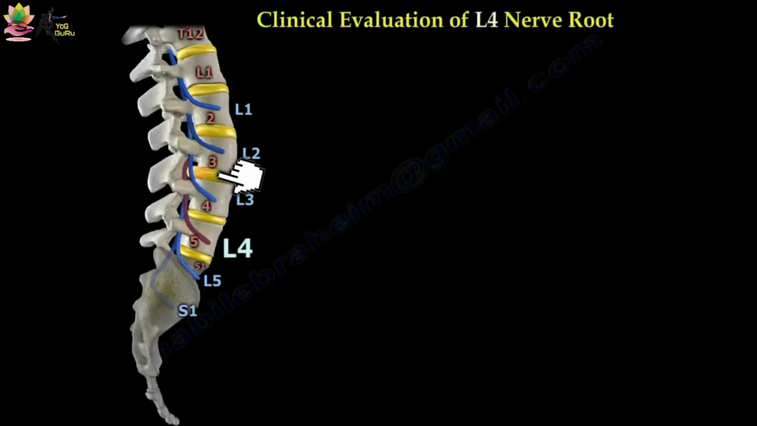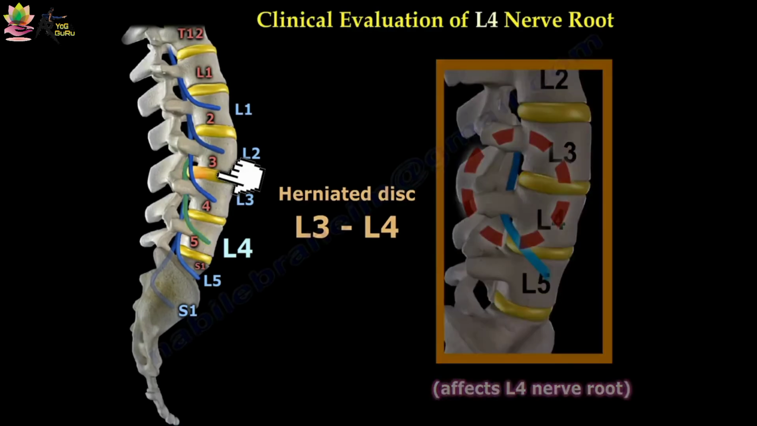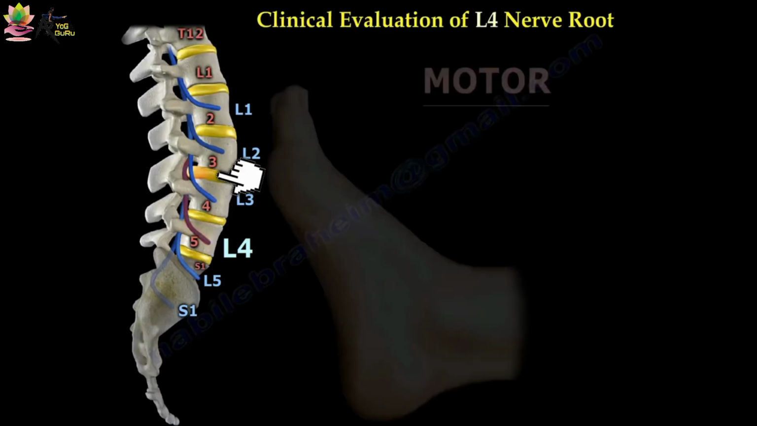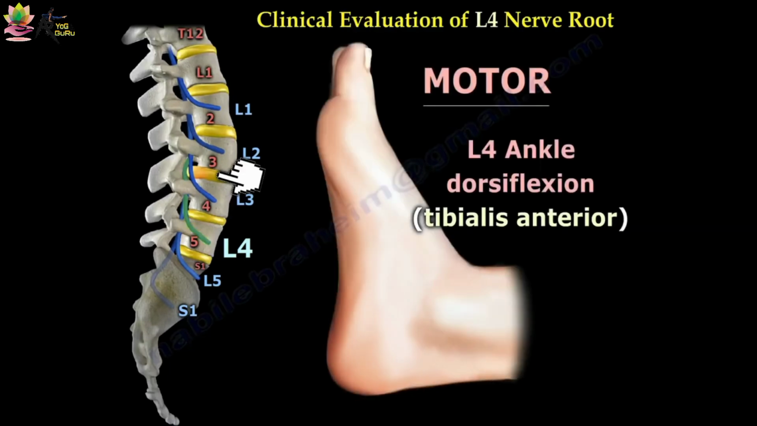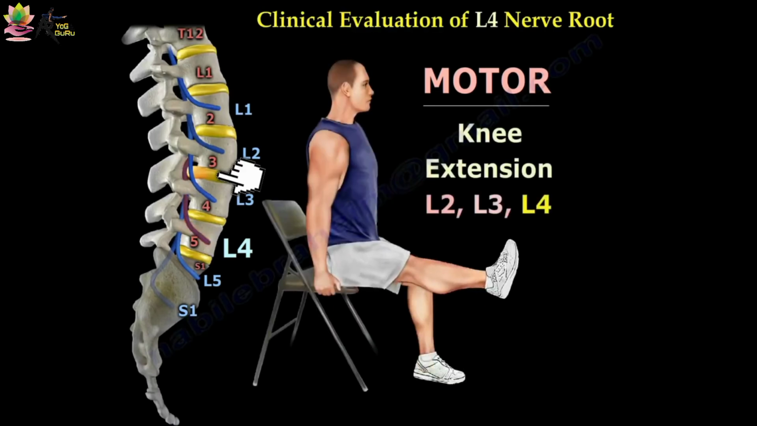A herniated disc between L3 and L4 will affect the L4 nerve root. The sensation of L4 is illustrated in this diagram to be in the medial side of the leg down to the medial side of the foot. The L4 motor will be ankle dorsiflexion, and we usually test the ankle dorsiflexion, the tibialis anterior, and knee extension. It's involved in L4.